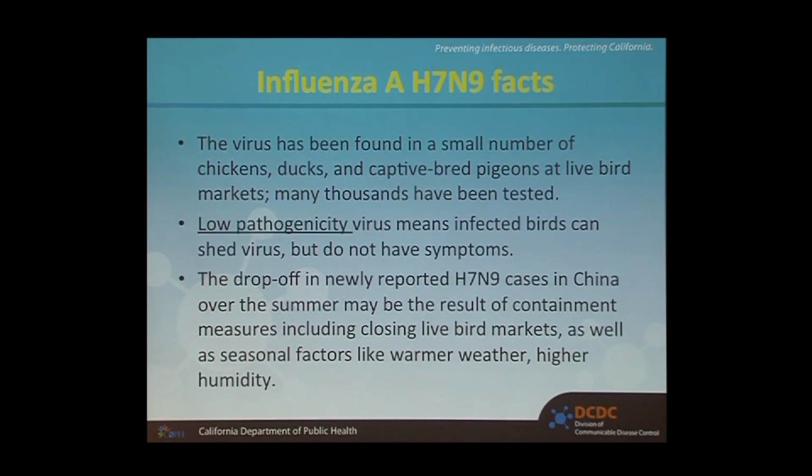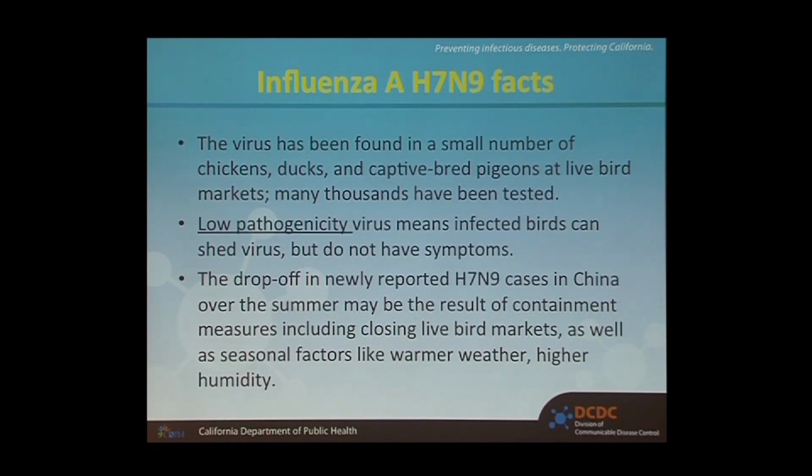It has been found in a small number of chickens and ducks and pigeons, a few among many thousands of birds that have been tested at live bird markets. It's a low pathogenicity virus, meaning the infected birds don't necessarily look sick. So you can't really say, oh, these birds are sick, we need to call and we need to test. So it's really hard to pinpoint exactly where this virus is coming from.